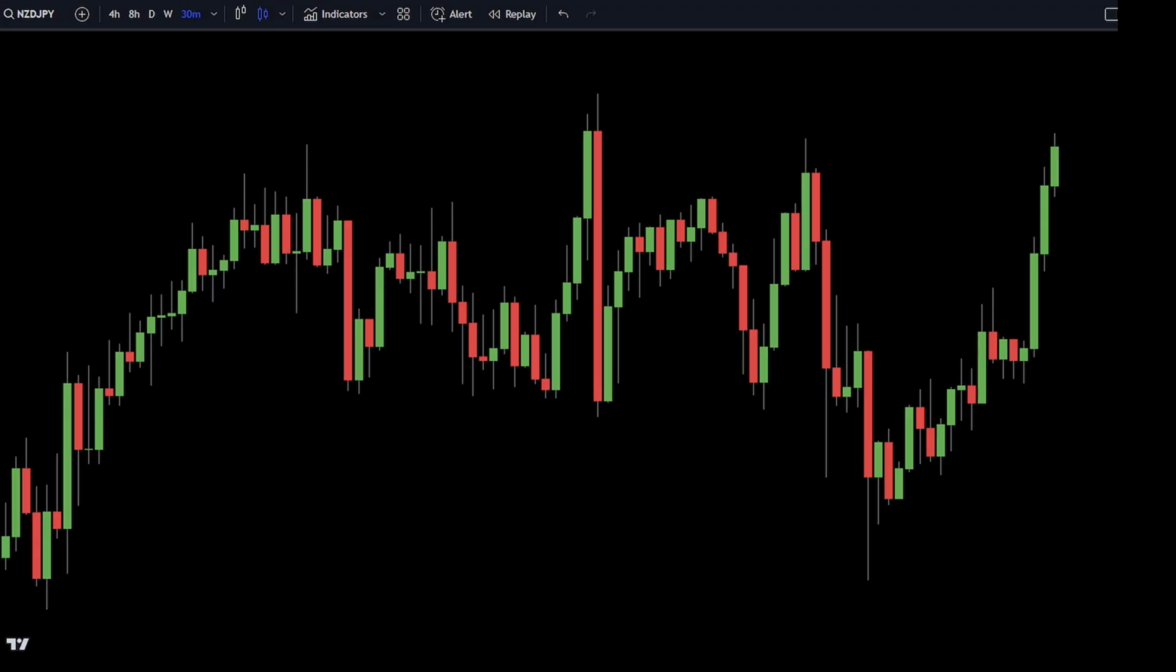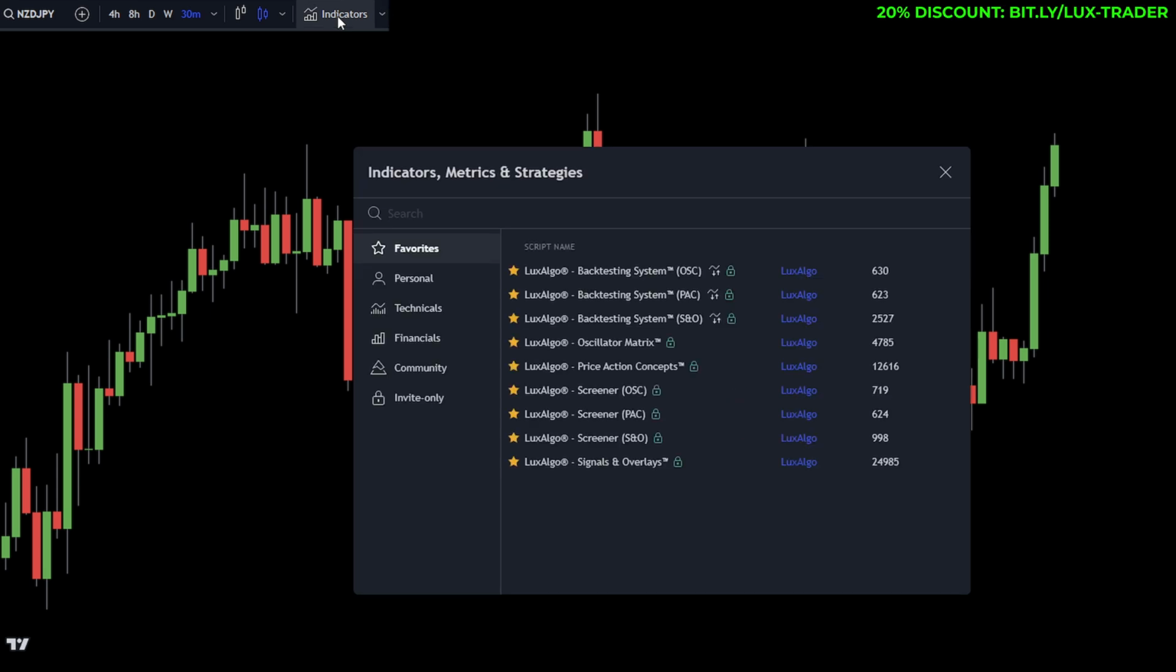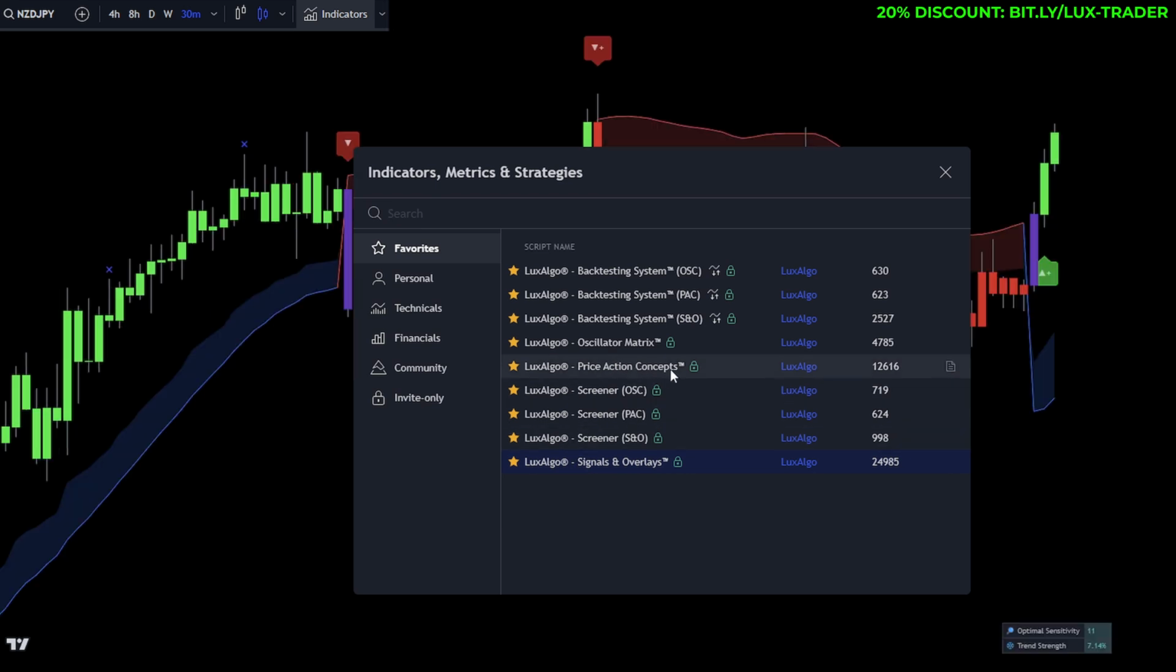To apply the indicators to the chart, open the Indicators tab and search for LuxAlgo Signals and Overlays, and add this one to your chart. And for our second indicator, we want to use the Price Action Concepts indicator.